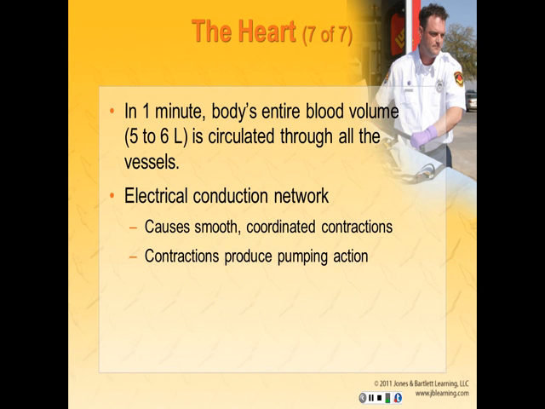The electrical conduction network of the heart is specialized. It's a network of specialized tissue that is capable of conducting electrical current that runs through the heart. The flow of current causes smooth, coordinated heart contractions. The contractions produce the pumping action of the heart, and each mechanical contraction is associated with 2 electrical processes. Depolarization, in which electrical charges on the surface of the muscle cell change from positive to negative, and then repolarization, in which the heart returns to its resting state and the positive charge is restored to the surface.